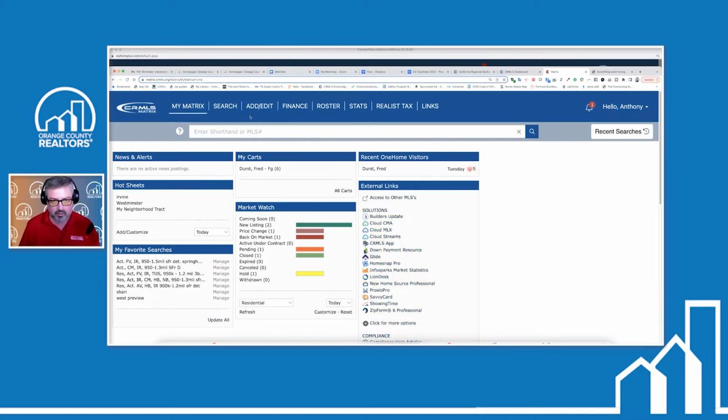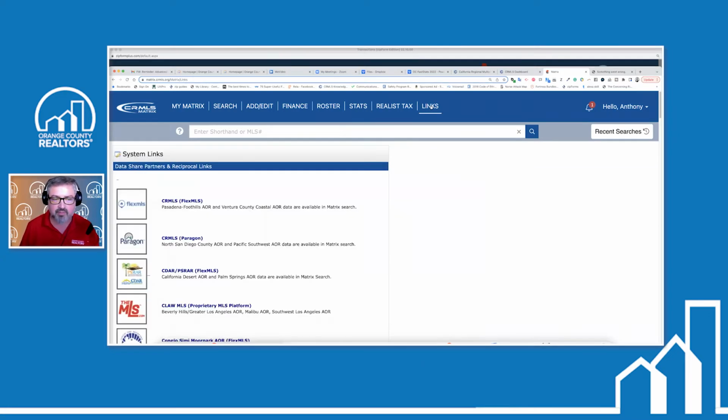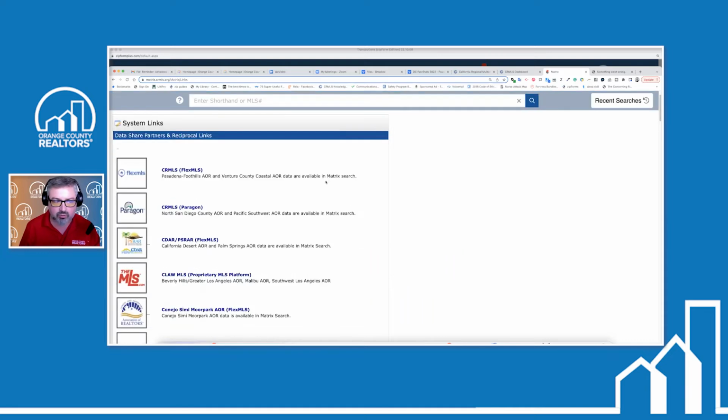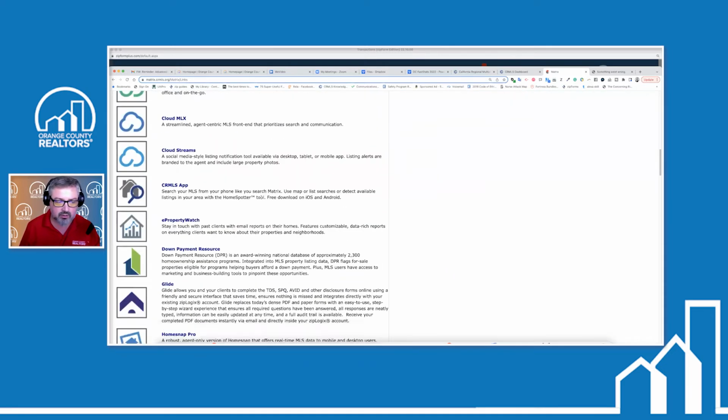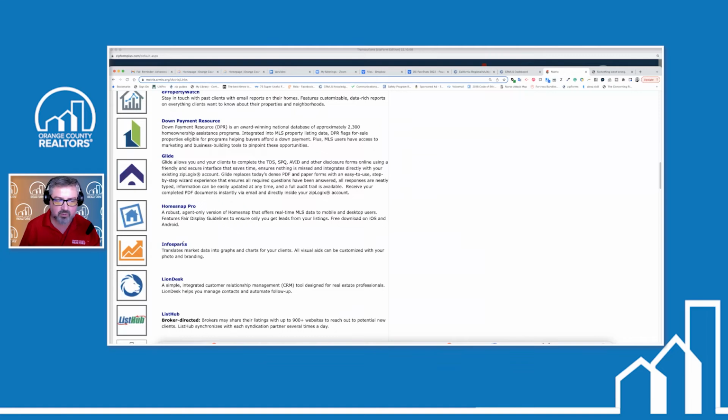Or you can go to the very top and click on the links tab here at the very top. When you click on the links tab at the very top, this now opens up all your free member benefits offered to you by CRMLS. Scroll down on this entire list until you see where it says InfoSparks. When you see InfoSparks, you're going to click here.